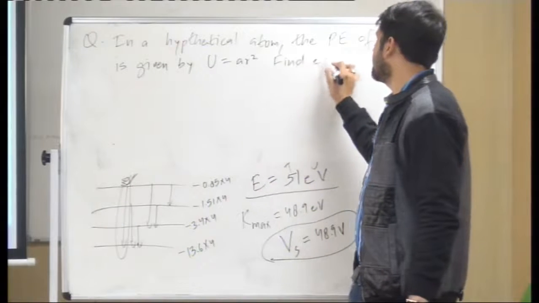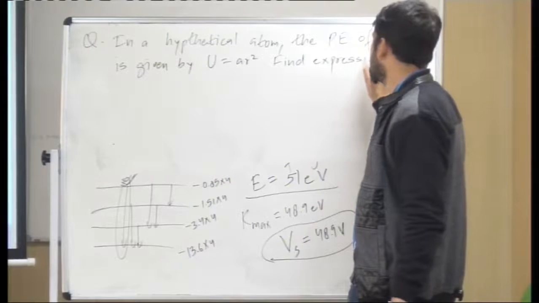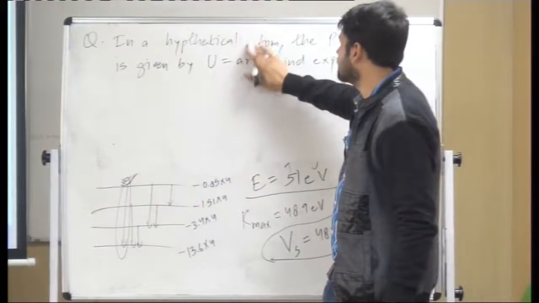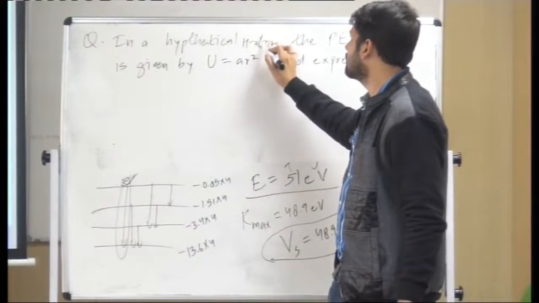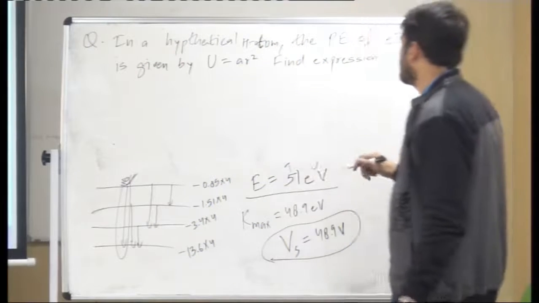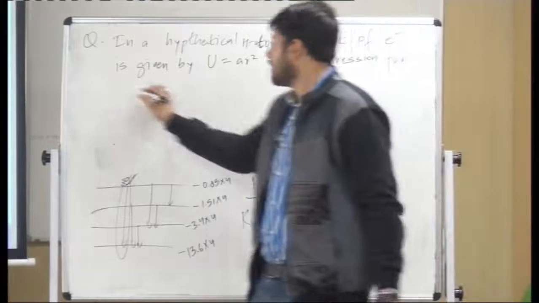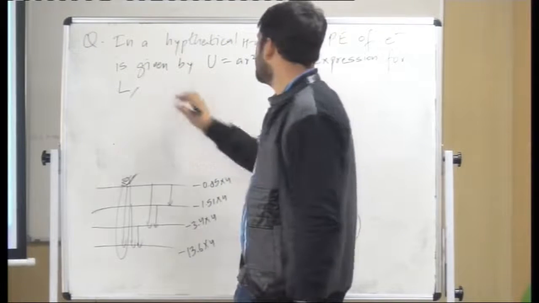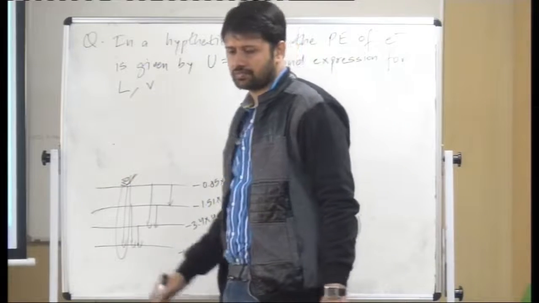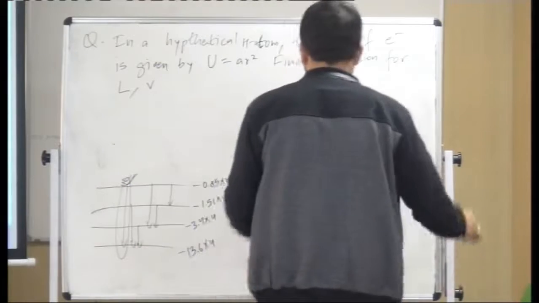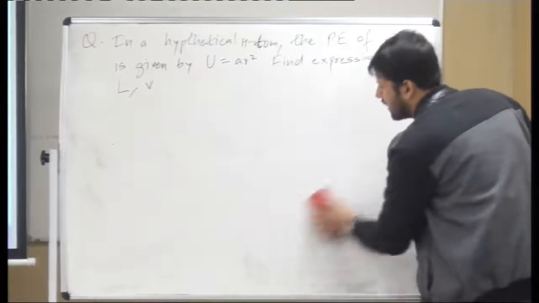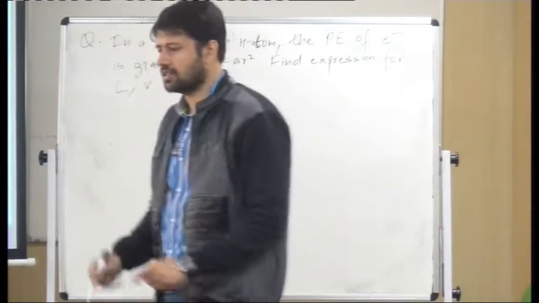Find expression, hypothetical H atom ले लो, take Z as 1. Okay? Makes things easier. Find expression for L, which is the angular momentum, okay, and V as well. Okay, we can find expressions for kinetic energy, potential energy, and all other things as well for this, but I am interested only in finding just two quantities.